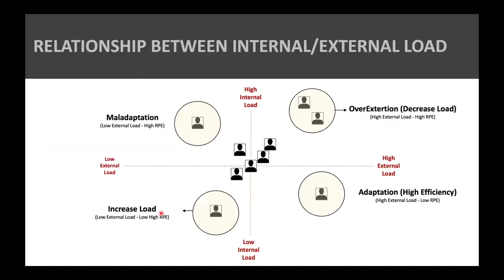Yeah? So if we see this graph proposed by Tim Gabbett, we're able to examine the relationship between external and internal load, yes? For example, at the top right, we can see internal load, high, low, and external load, high, low. And we can see different squares in which we can find our players, yes? In the top right, we see athletes who performed greater external load than planned, and their internal workload is also higher than expected. It may be necessary to decrease workload, okay? We can see if our players are in maladaptation, or they are in a high deficiency adaptation, or we should increase load, okay? These different squares give us an impression about our players in that moment, okay?